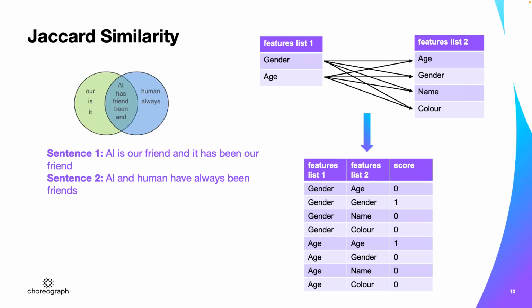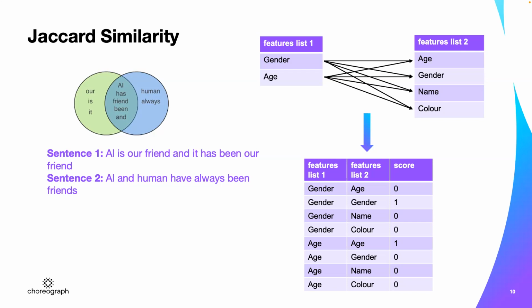So over here, for example, we have sentence one, AI is our friend and it has been our friend. And the second one is AI and human have always been friends. Now it will take both of these sentences and figure out AI, has, friend, been, and these are the five words that are common. And then it will divide the five by the total number of words in both of the sentences.